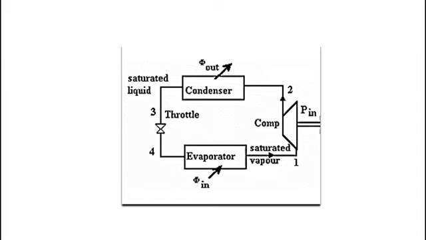Please note, from point 1 to point 2, it's isentropic compression. From point 2 to point 3, it's constant pressure heat rejection. From point 3 to point 4, it's isentropic expansion, and from point 4 to point 1, it's constant pressure heat addition.